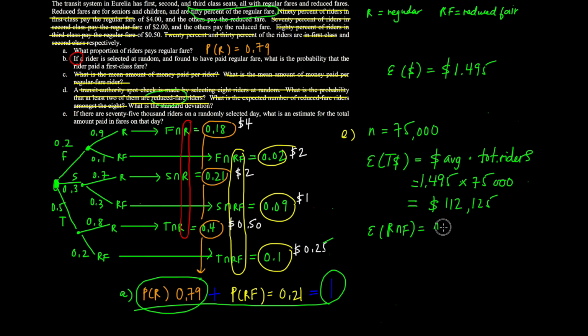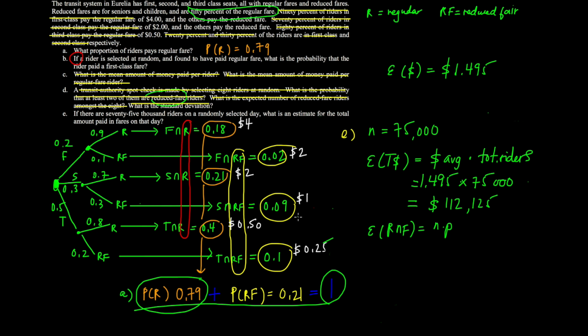You could have simply done n times p. You know that the probability of reduced and first class is 0.18, and there are 75,000 riders total. So that would have given you 13,500 riders here, and so on and so forth. You could have taken the number of riders in each subsector and multiplied by their fare. It would have given you the same thing.